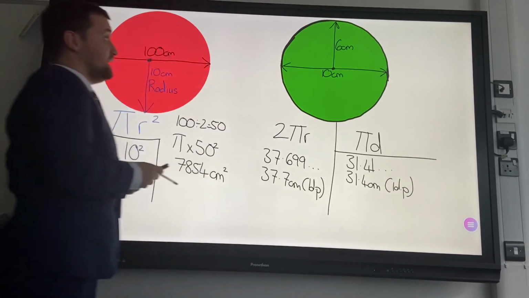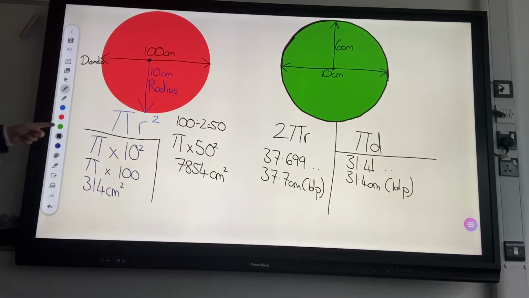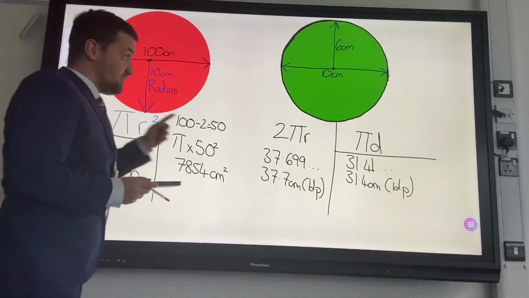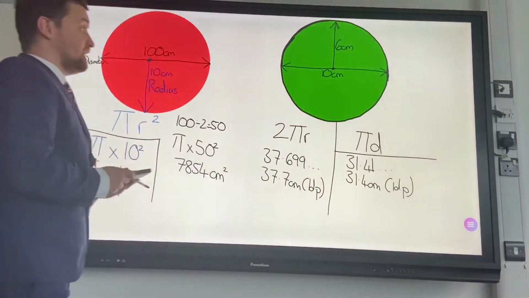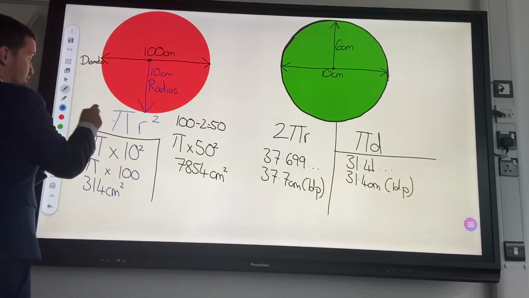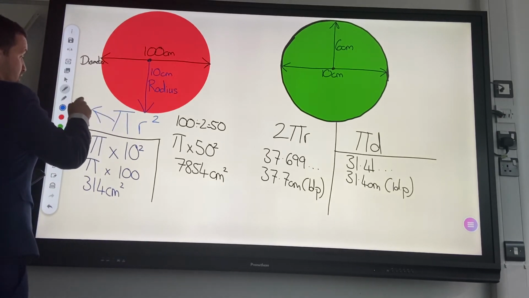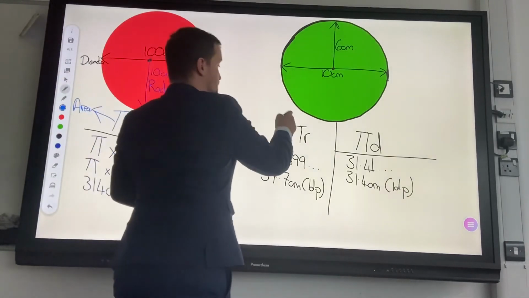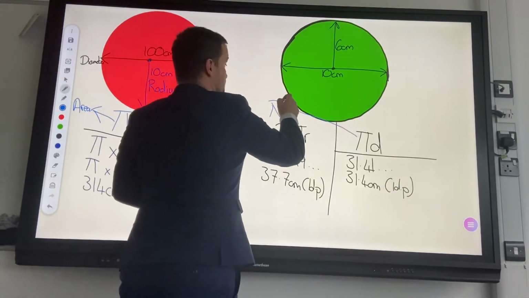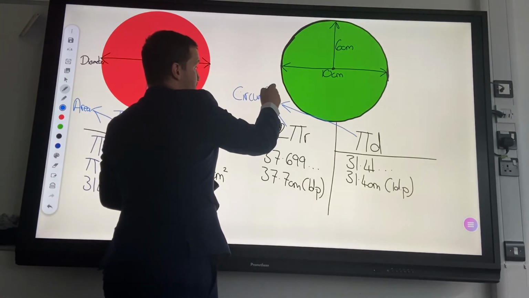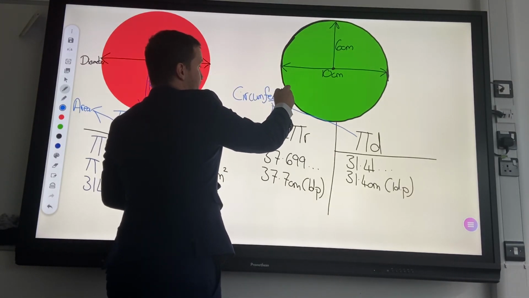So on here, you've got the formula, what a diameter is, what a radius is, and everything you need for circumference and area. Now remember, this one here is your area. You know that because it's got the squared in it. This one here and this one here are your circumference.